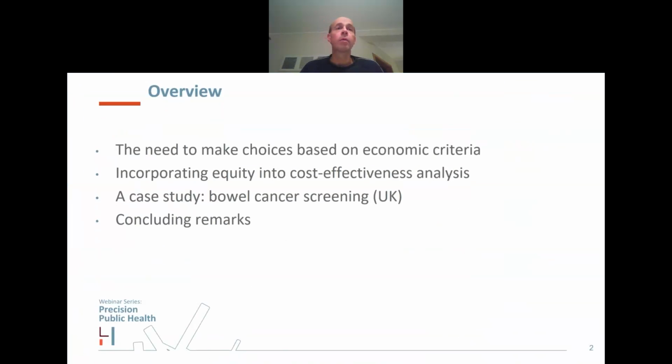So I will be talking about four sections here. First, I kick off with some basic recap of what economic evaluation is generally about and why do we need to make choices based on economic criteria, or why would we be better off if we did. Before I move on to the key aspect here, which is the idea to incorporate equity into cost-effectiveness analysis.